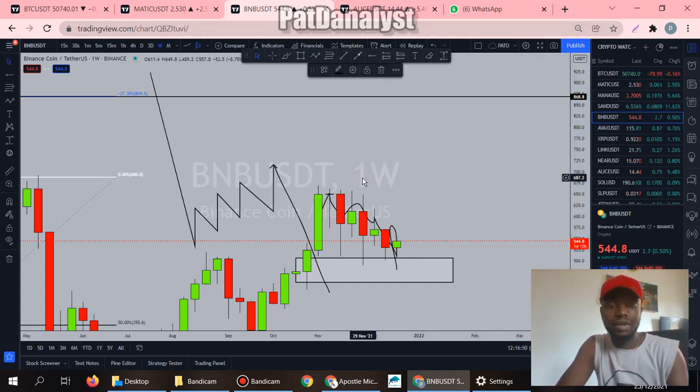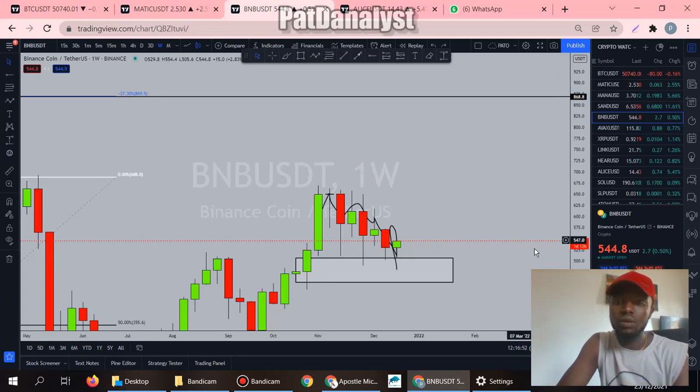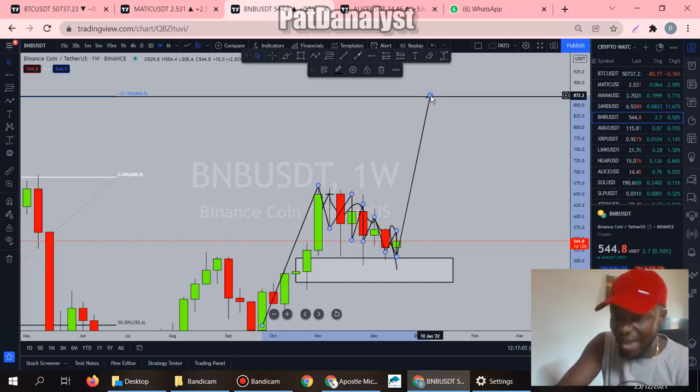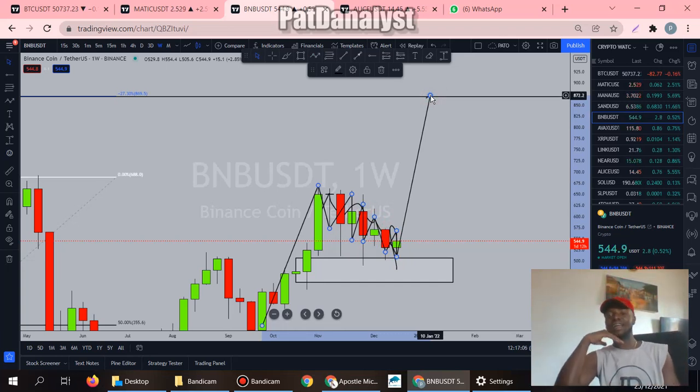So if you implement that to the chart right here, what you can see is the market pushed up from here sharp, and then you start having a deflection, zigzag, green and red to the downside. So what do you expect? A blast to the upside. This is very clear, guys. You just have to understand how these things work.